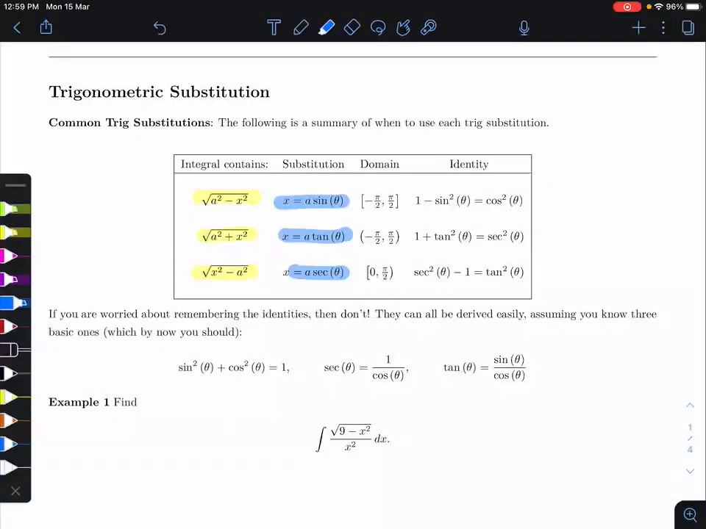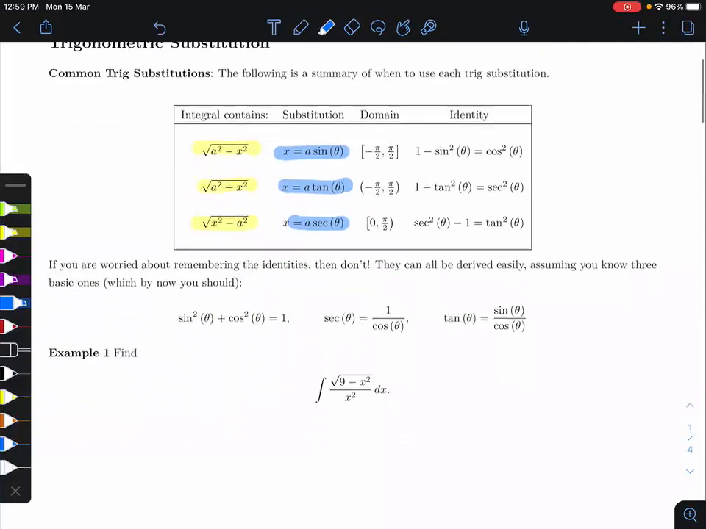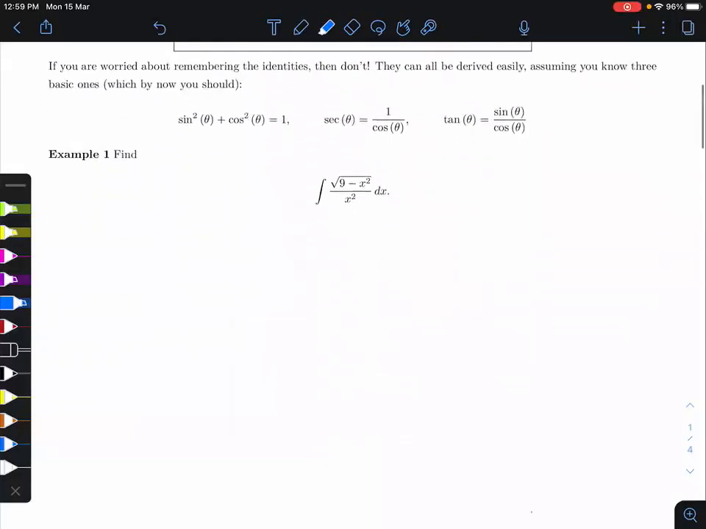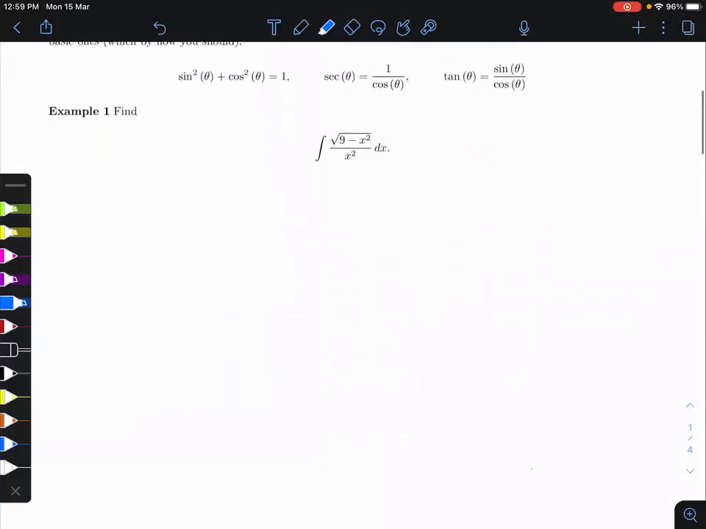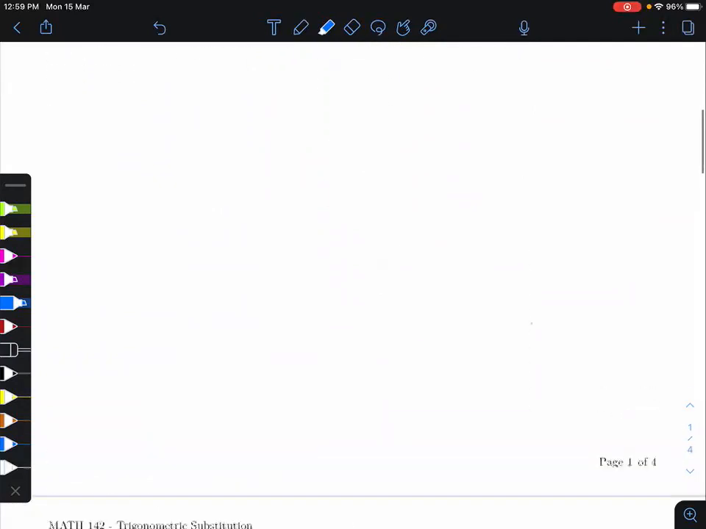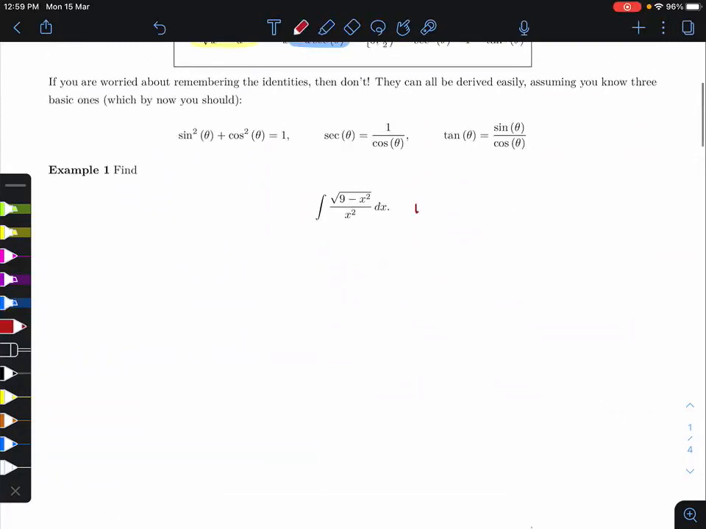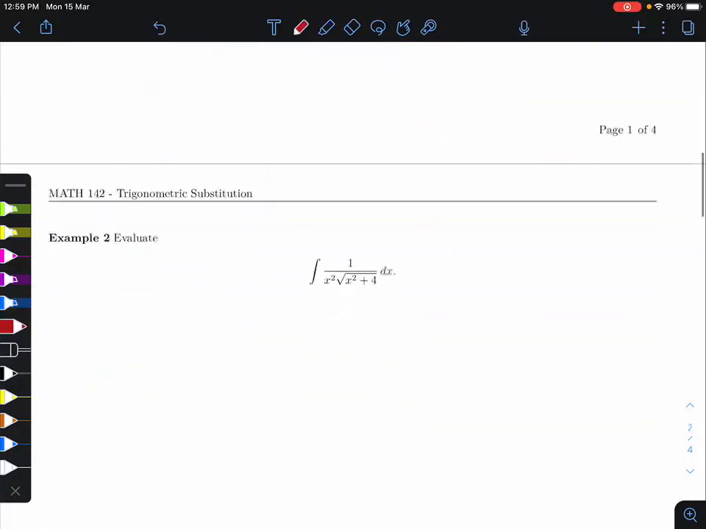The domain of each one of them is listed, and also the identity we should use is listed in this table. So let's start with example 1. We have the square root of 9 minus x squared over x squared. We did this example in the first period, so let's pass it and move to the next one.